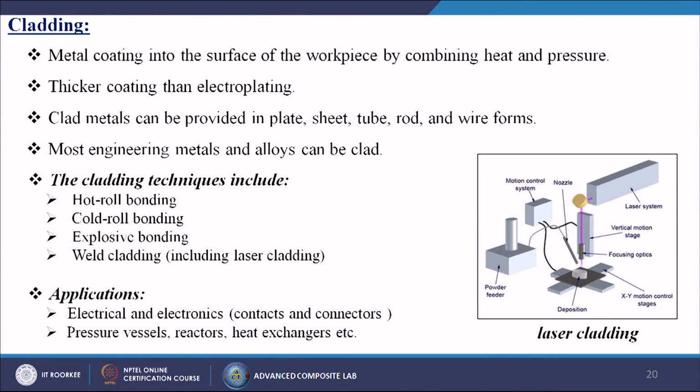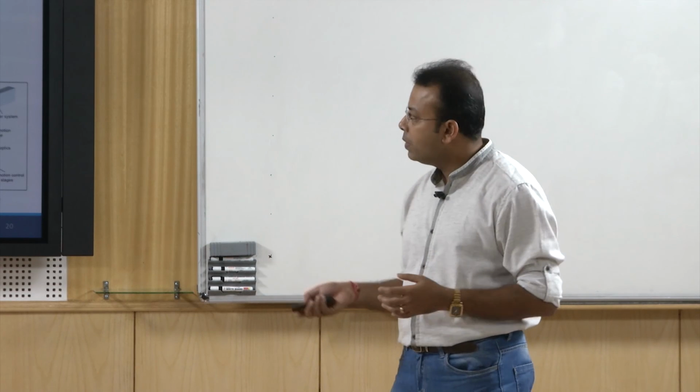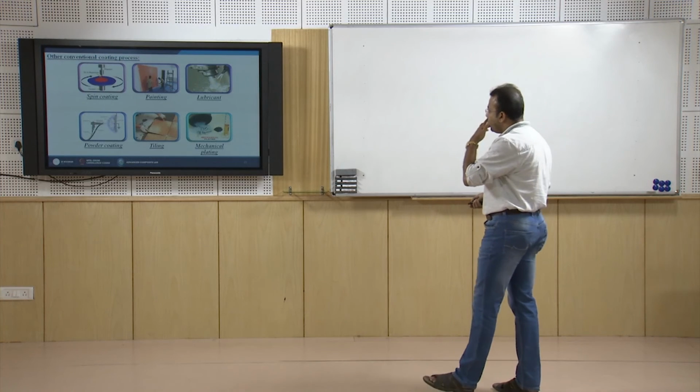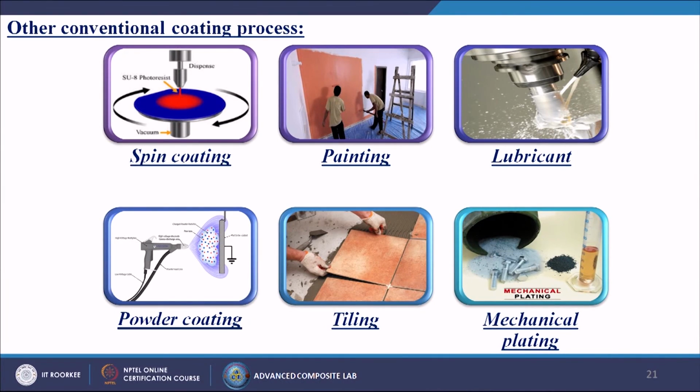The cladding techniques include hot roll bonding, cold roll bonding, explosive bonding, and weld cladding including laser cladding. Applications: electrical and electronics applications, generally for contacts and connectors, and pressure vessels like reactors and heat exchangers. Any kind of thermal equipment can use these cladding techniques. Then there are other conventional coating processes like spin coating, painting, lubrication, mechanical plating, tiling and powder coating. These are all different types of conventional coating processes also available.